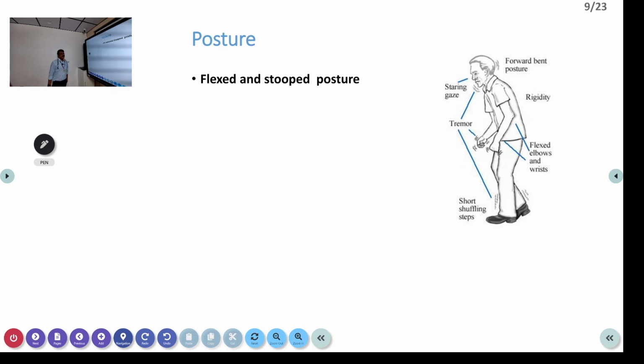Now, if you see the posture of a Parkinson patient, it is very striking that the patient is stooping forward. So the patient is stooping forward in Parkinson's, and they can have frequent falls anteriorly, falls towards the front. Short shuffling steps, that is very important. If you see a normal person, they take longer steps, but here it is very short steps.